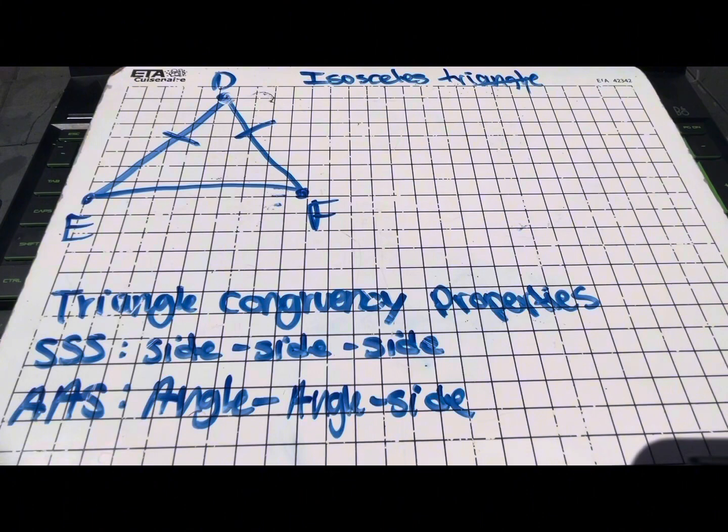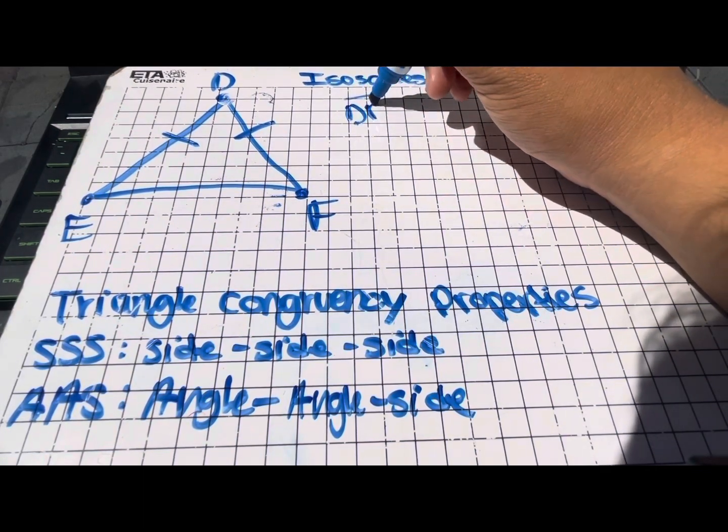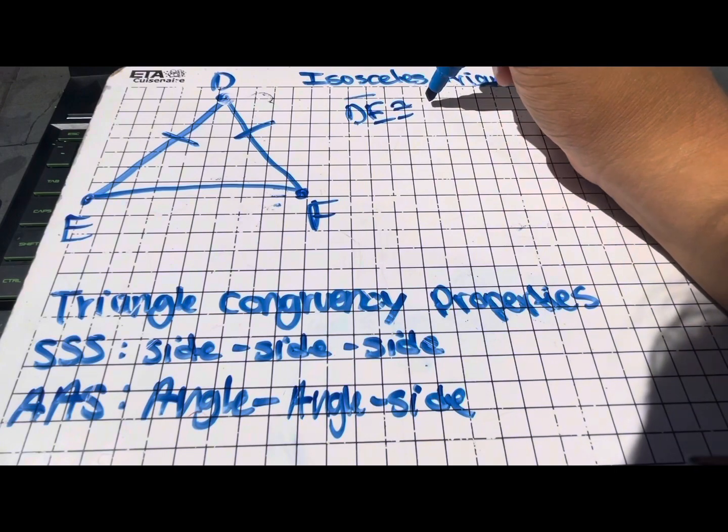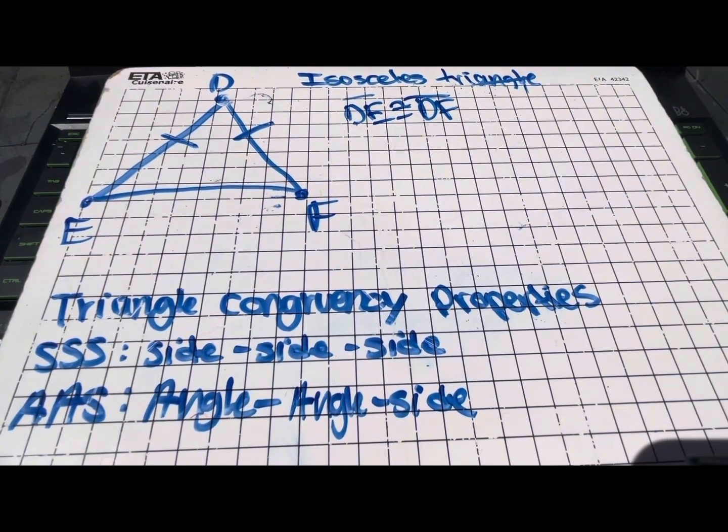Now that we know that the bases are congruent, let's figure out how we can prove that the legs of the isosceles triangle are congruent. So, line DE is congruent to line DF. We will again be splitting the triangle into two triangles, but instead of marking a midpoint on line EF, we will be using an altitude.